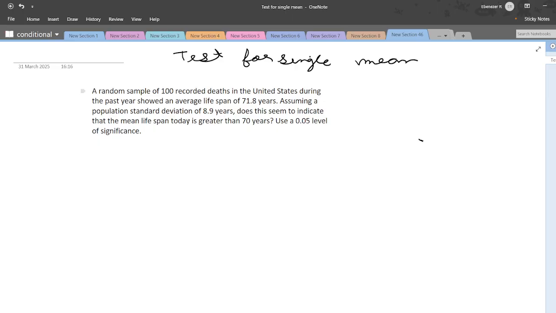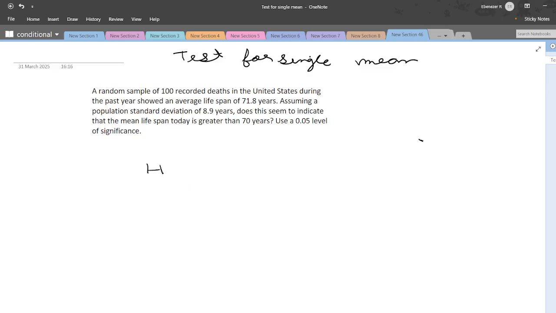A random sample of 100 recorded deaths in the United States during the past year showed an average lifespan of 71.8 years. Assuming a population standard deviation of 8.9 years, does this seem to indicate that the mean lifespan today is greater than 70 years, right? So over here, they are asking to check whether the mean lifespan today is greater than 70 years.